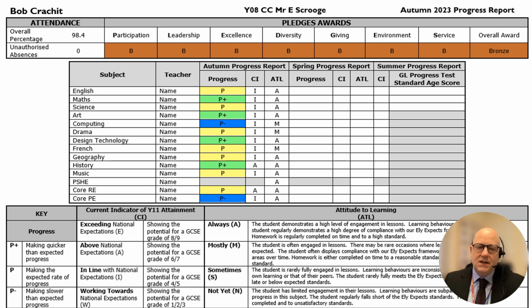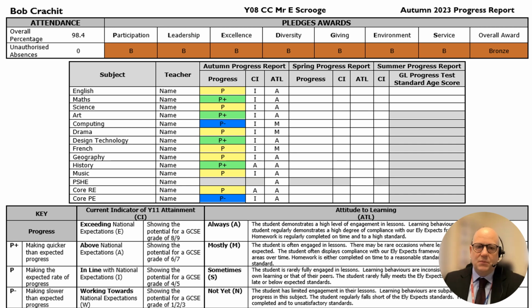P minus means that at that particular assessment point, the child hasn't made as much progress as we would have expected. Now, that might be an issue. It also might not be. It might be relative to the work that they're doing at the moment. And what I would encourage you to look at is what's their attitude to learning.